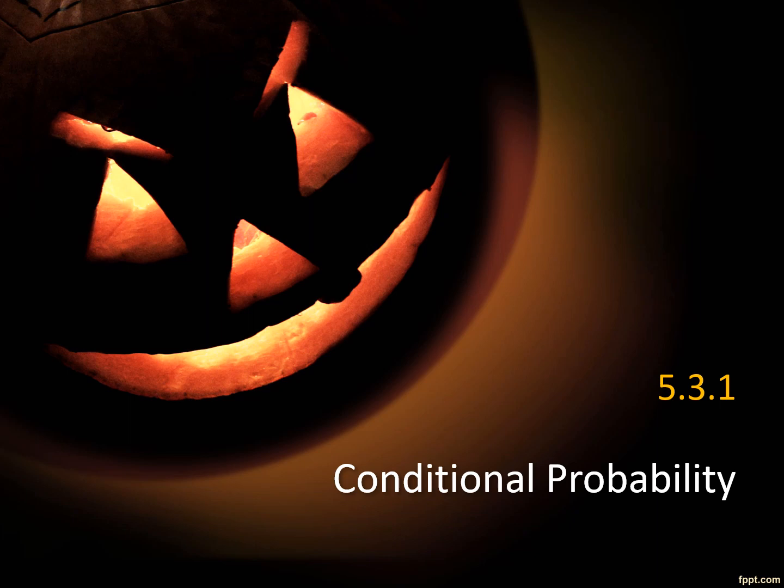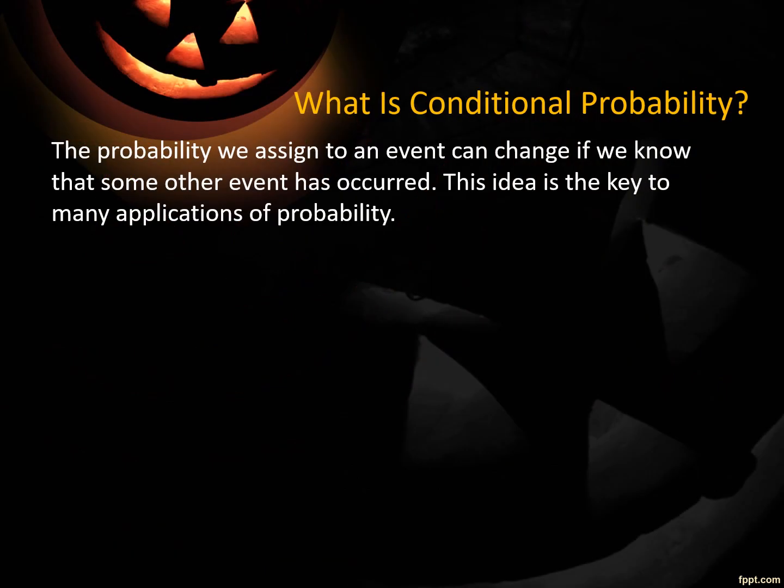So today we're talking about conditional probability and the idea of independence. Let's define conditional probability and what it is, although you did see it in chapter 1. There's this idea that the probability we assign to an event can change if we know that some other event has occurred. This idea is really key to a lot of applications of probability. If we know one thing, that might inform something else.